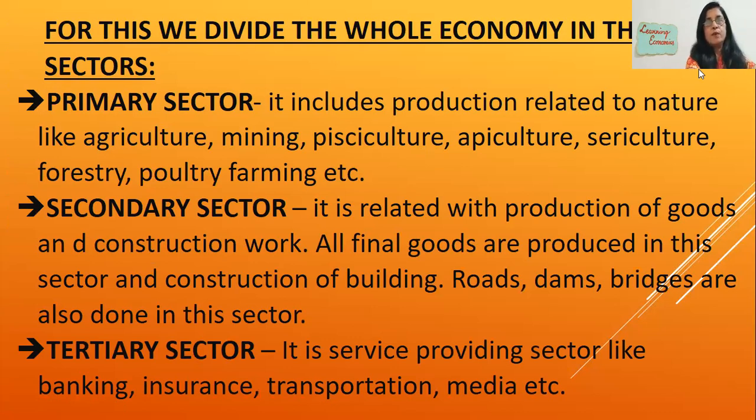You would have learned this in 10th class also and in 11th class also, that we divide the whole economy into 3 sectors: primary sector, secondary sector, and tertiary sector. Actually, what is the primary sector? It is related to nature. The main work is done with nature, and the primary sector is responsible for producing raw materials. So the primary sector provides raw material to our economy.